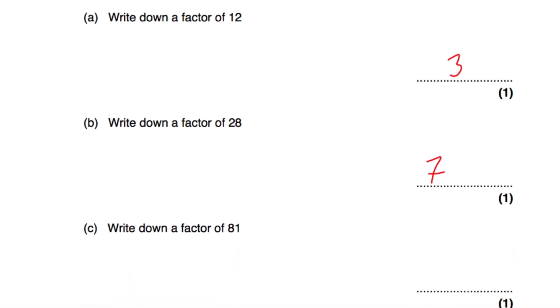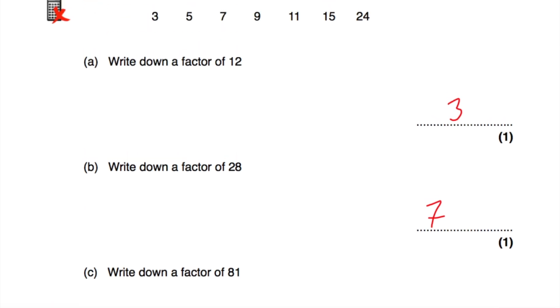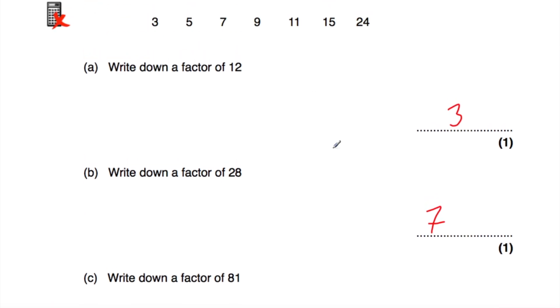Okay, on our next part, part C. Part C says write down a factor of 81. So a factor of 81, so a number that we can divide 81 by and not have a remainder. So starting with 24, no, 81 is not going to be in the 24 times tables, because if you wrote down the multiples of 24, they'd all be even, and 81 is odd.